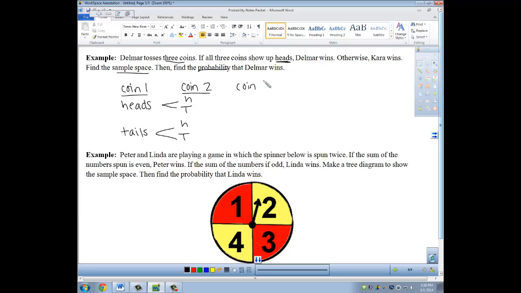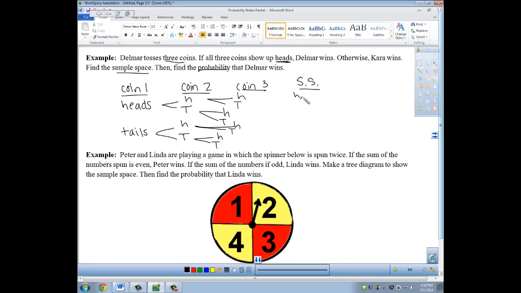Coin 3, if you rolled heads, you could get heads again. If you rolled heads, then heads, you could get tails. If you rolled heads, tails, you could then get heads. Heads, tails, you can get tails. Tails, heads, heads. So you can see this can kind of get crammed, but we're just looking for every option that we can get. Okay, so our sample space, I'm just going to put SS for sample space.